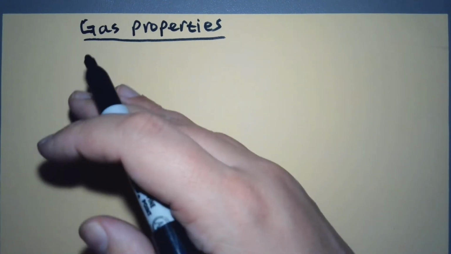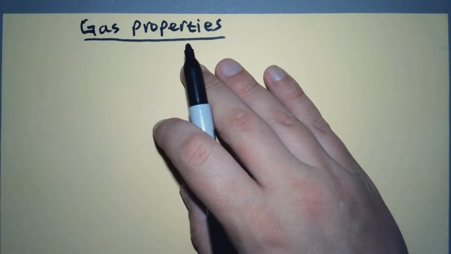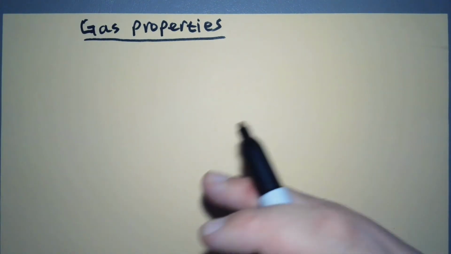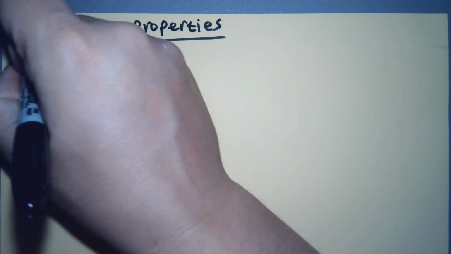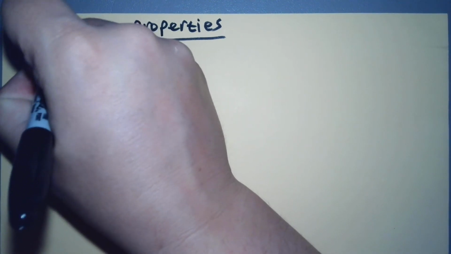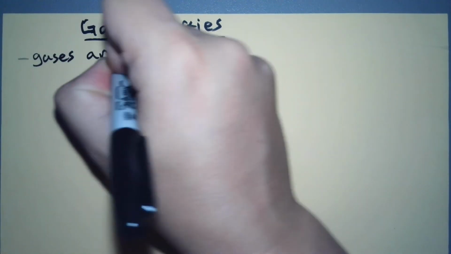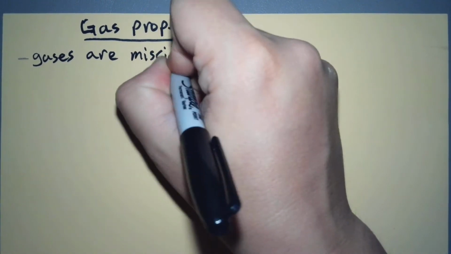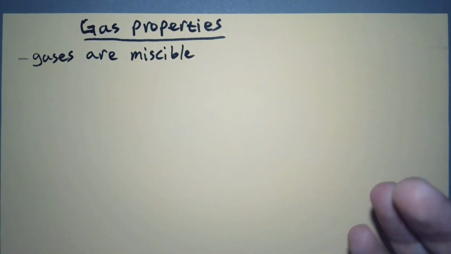And so first, let's remind ourselves of some things about gases, or become aware of some key properties here. And so the first one is that gases are miscible, which is just a fancy way of saying they mix together.